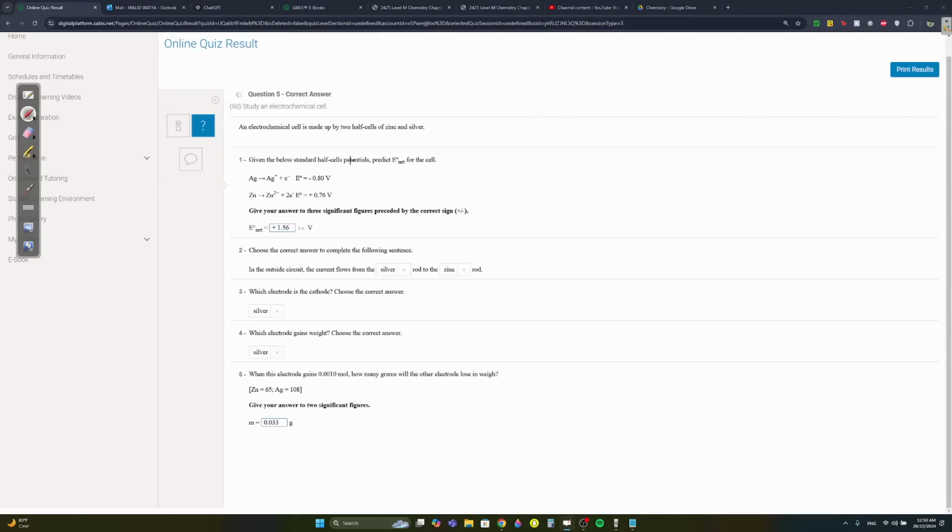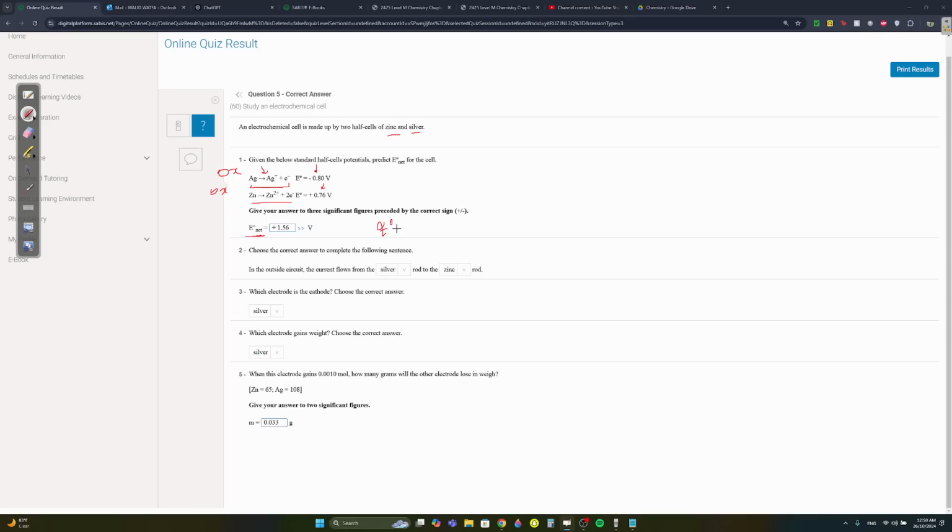Question 5. An electrochemical cell is made up by 2 half cells of zinc and silver. They gave you that Ag. This is what? Losing electrons. This is oxidation, and its potential is minus 0.8. And then here, again losing, so this is also oxidation. Potential is positive.